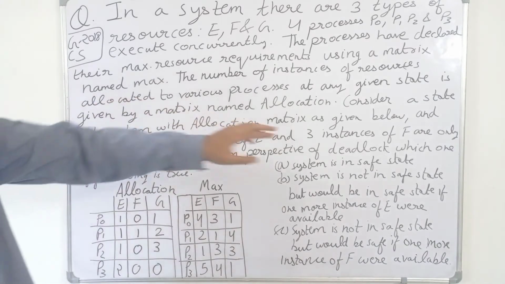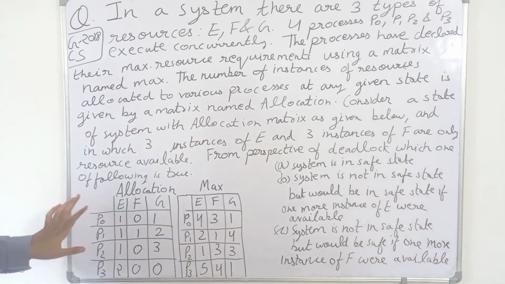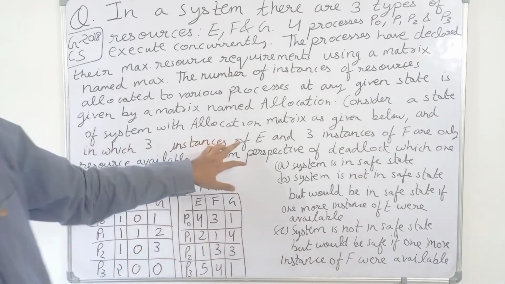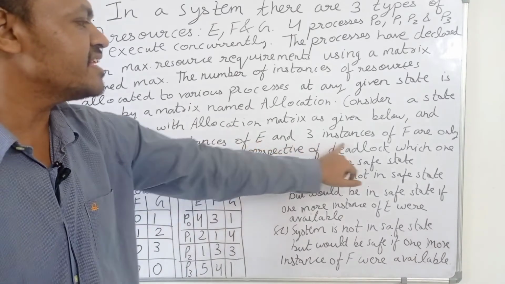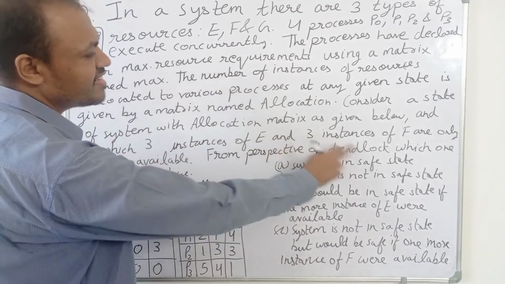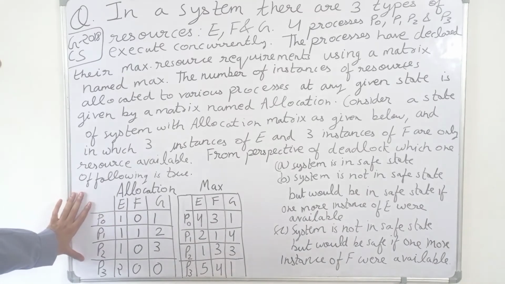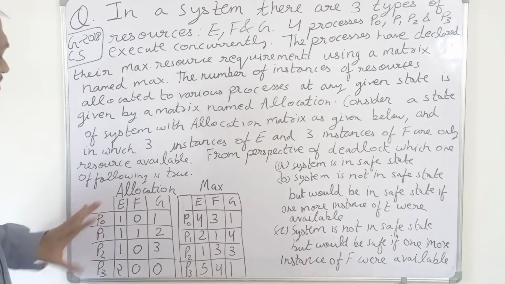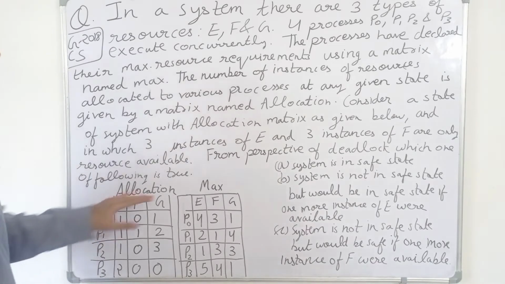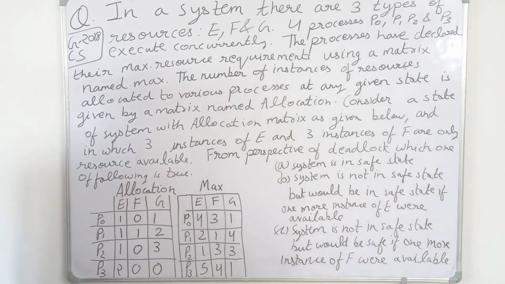Now we are given: consider a state with the allocation matrix as given below, in which only 3 instances of E and 3 instances of F are available. So after this allocation we have only 3 instances of E and 3 instances of F available with us.